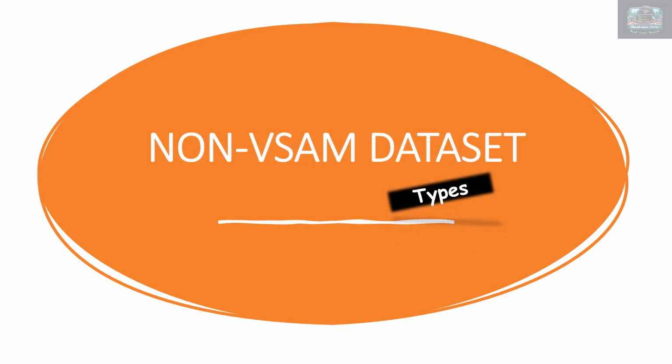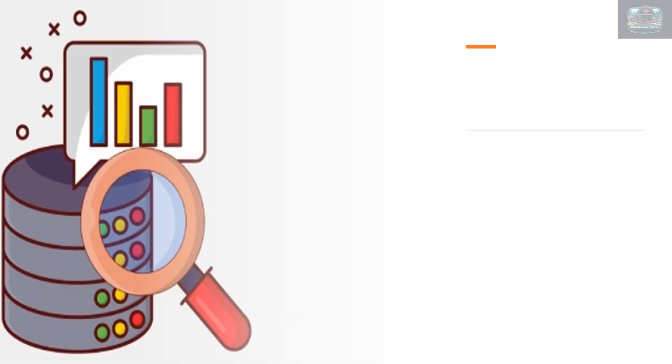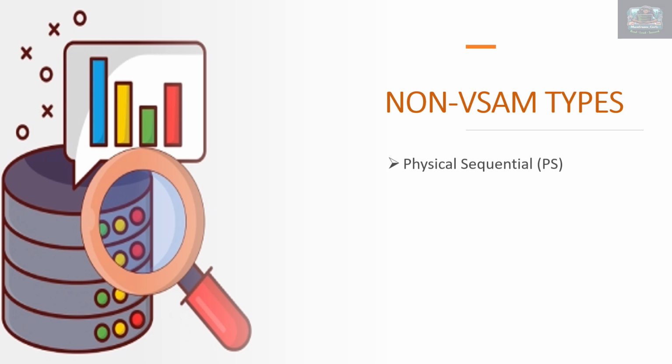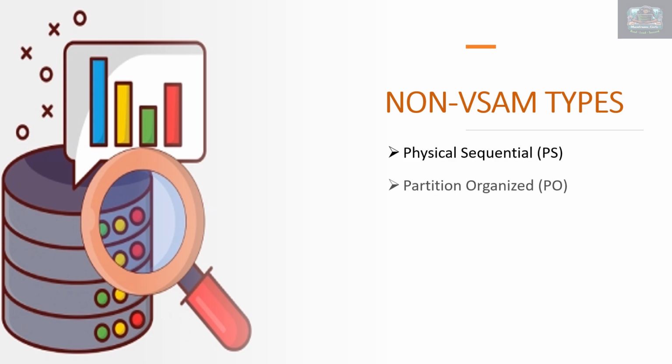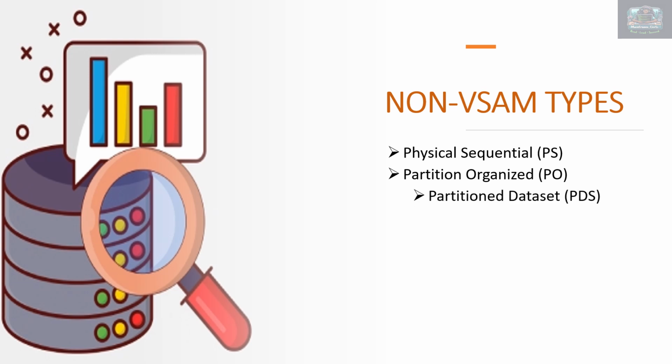In the last video, I explained what a dataset is and mentioned the types of datasets. So today we'll discuss non-VSAM dataset types, part 1. The first type was non-VSAM types. In this, the datasets can be divided into two parts: sequential, which is physical sequential, and partitioned, which is partition organized. In partition, we have two types: partitioned dataset and partitioned dataset extended.